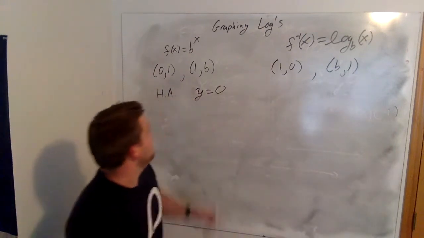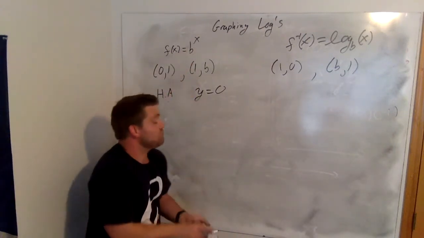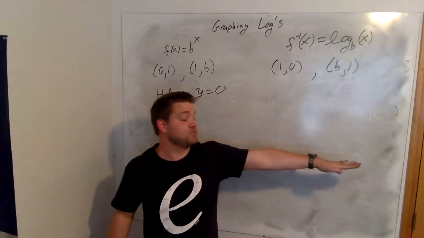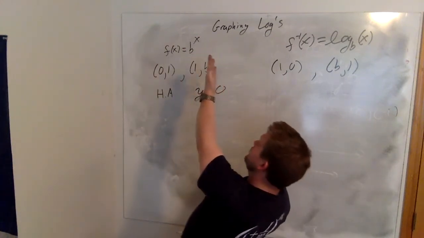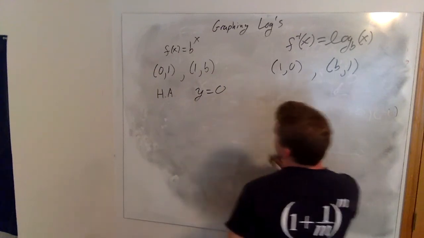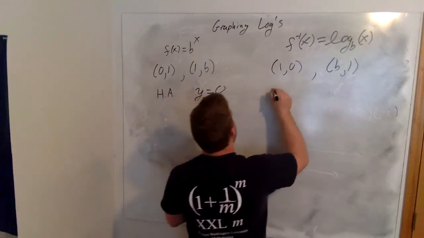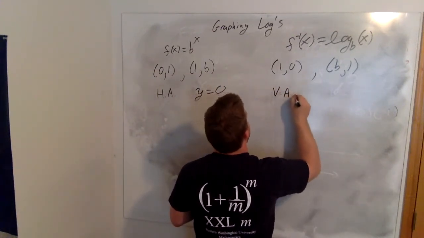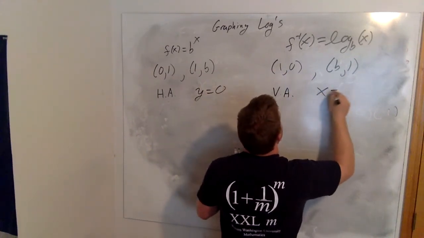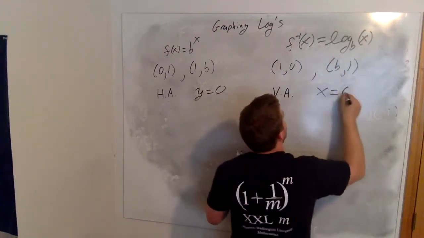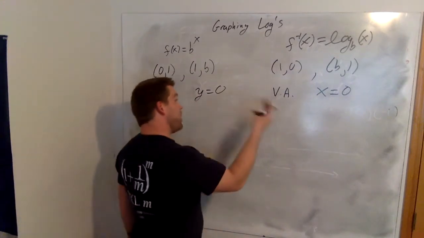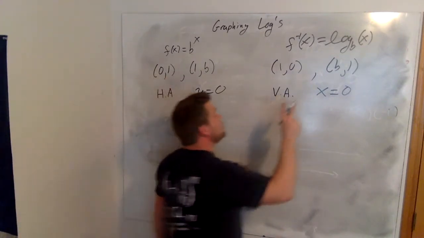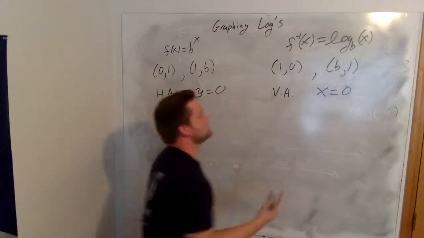Okay? In this case, b to the x, the exponential function, had a horizontal asymptote. We're reflecting over the line y equals x. The logarithm will have a vertical asymptote. Here we had an HA, here we have a VA. We have a vertical asymptote, and it'll be the vertical line x equals 0. So when we're graphing transformations of logarithms, we're going to follow these key features through the transformation.